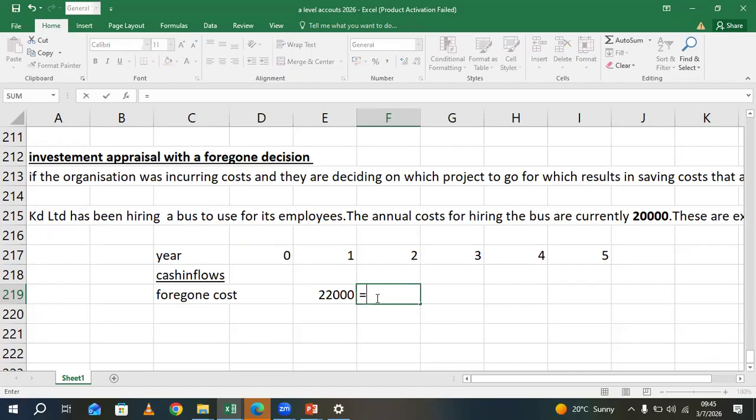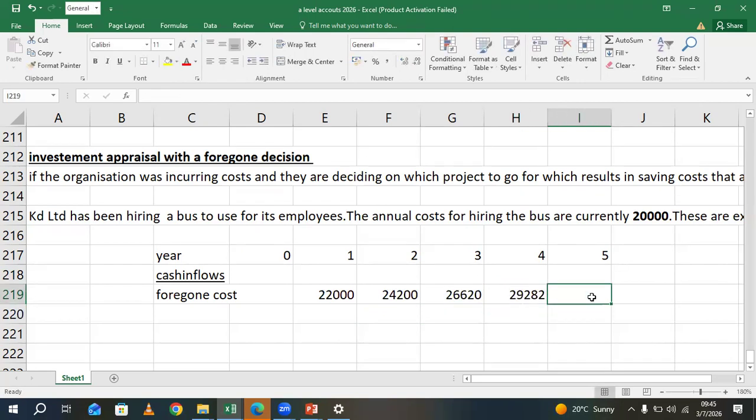Then in year two, 20,000, you add 10%. So the fastest way of adding 10% is just multiplying by 1.1. Sorry, it's supposed to be 22,000. So the costs are increasing by 10%. So you take this cost, you multiply it by 1.1. That's increasing by 10%. Take this cost, you multiply it by 1.1.